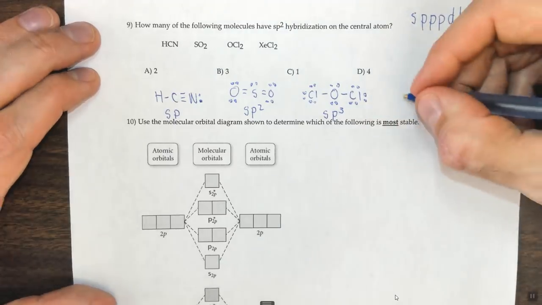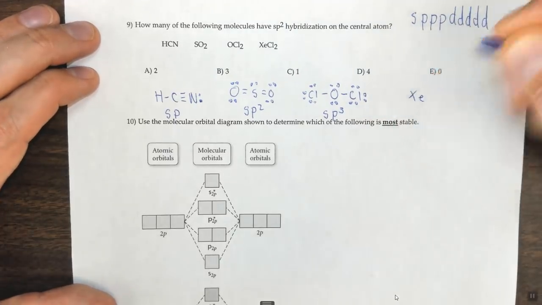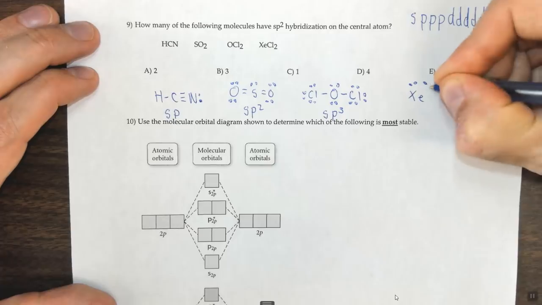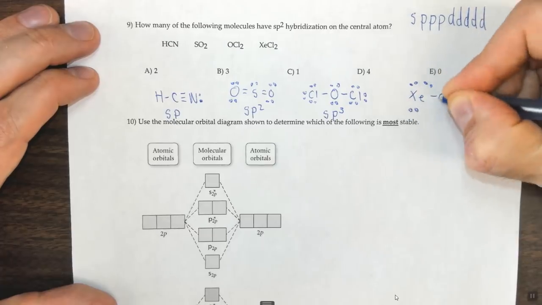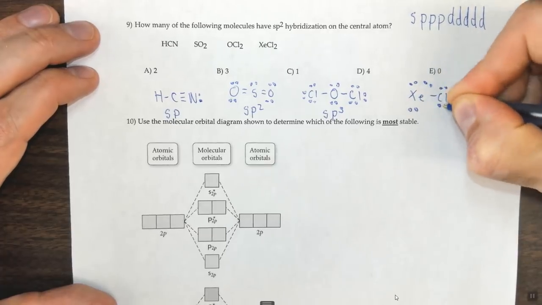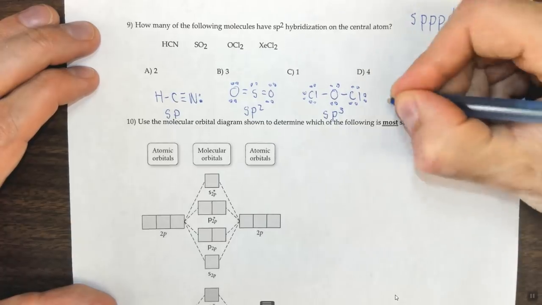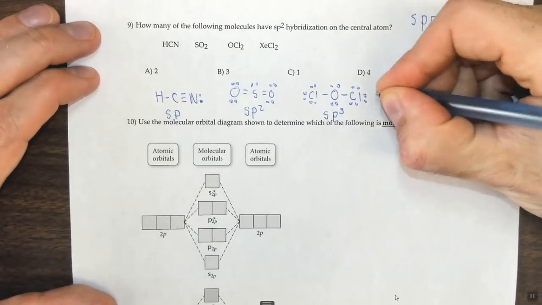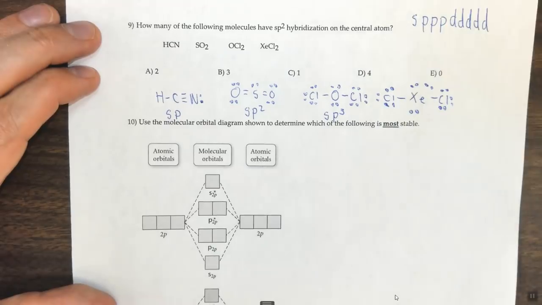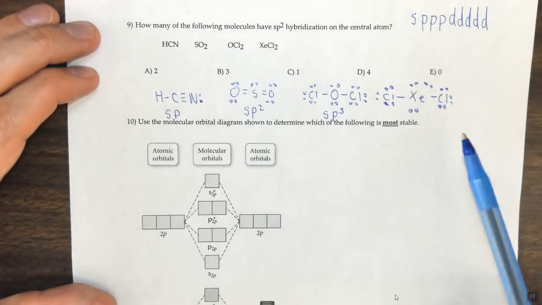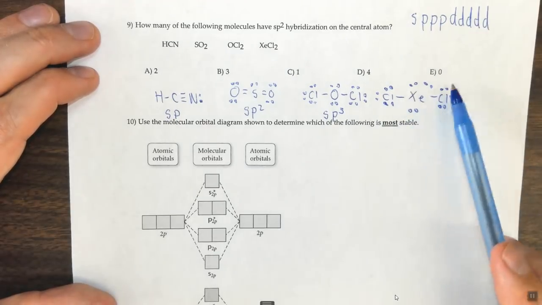Finally, XeCl2. Xe actually has 3 lone pairs here in XeCl2. Now, it's a noble gas compound, so it's a little bit weird, but it is what it is. We're going to draw it out anyway. How many domains do we have? Well, atoms and lone pairs. 1, 2, 3, 4, 5.